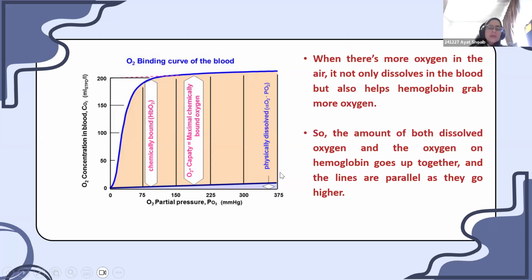These lines go up parallel together because I keep increasing the oxygen, so the hemoglobin continues binding to it, and there is overall free oxygen too. After there are no hemoglobin sites left, the oxygen is just free. It just moves everywhere.